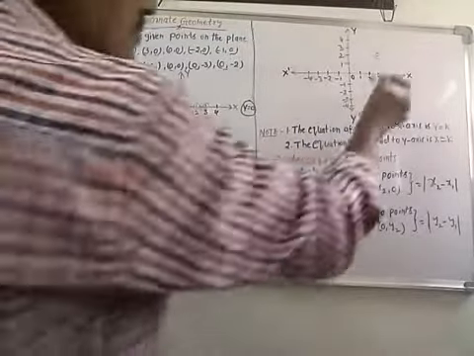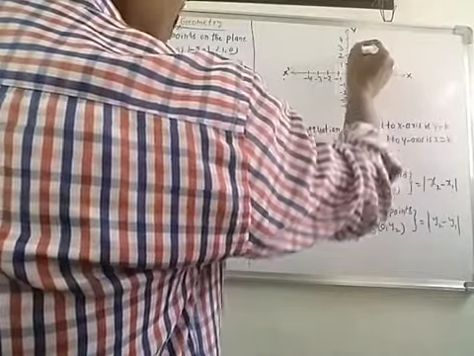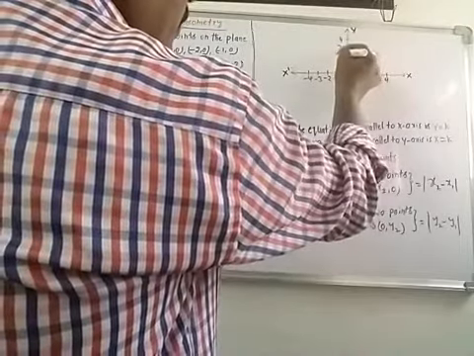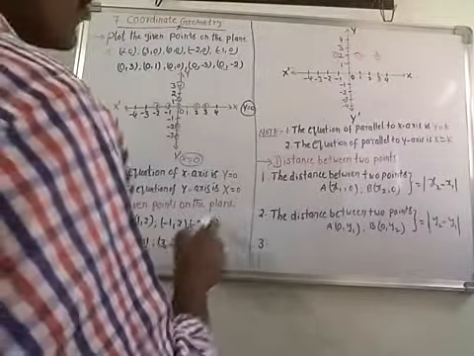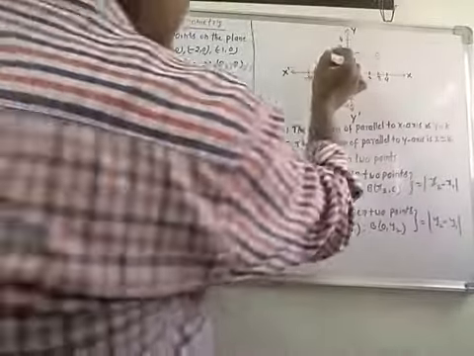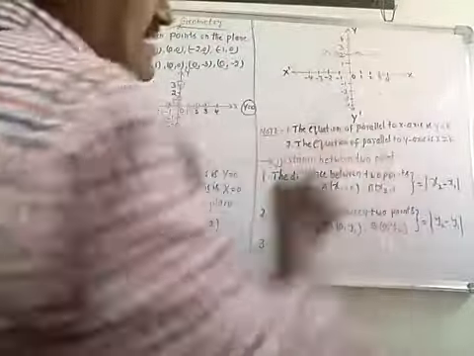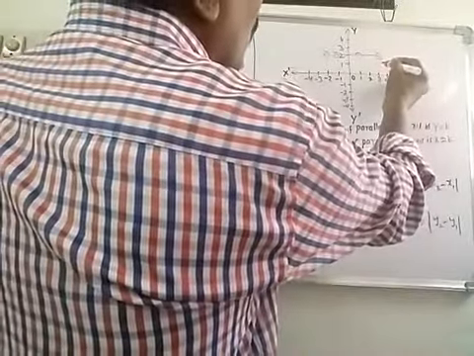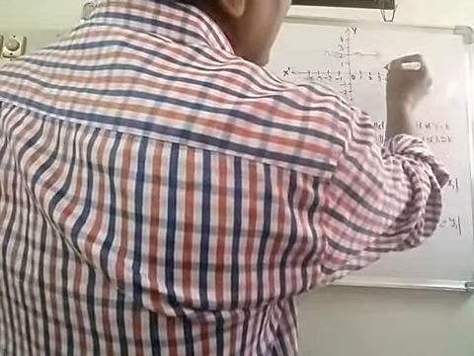Next 1 comma 2: on x-axis 1, on y-axis 2. Next minus 1 comma 2, and minus 2 comma 2. These points are joined by a line. From the x-axis, how much distance? That is 2 units.